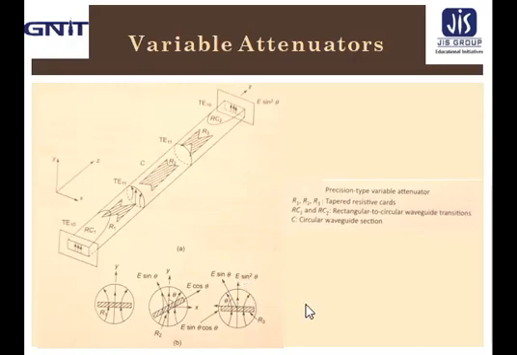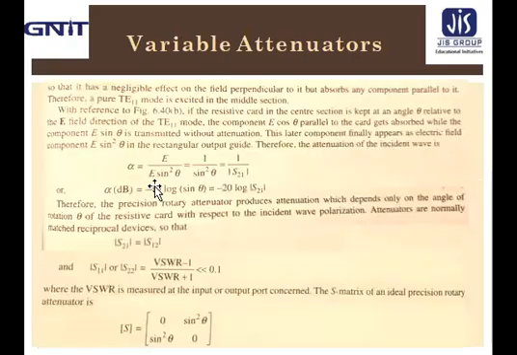Therefore, the attenuation of the incident wave is alpha equal to E by E sin square theta, that is equal to 1 by sin square theta, and this is equal to 1 by mod of S21. Or alpha in dB, we can write, alpha in dB equal to minus 40 log sin theta equal to minus 20 log S21.